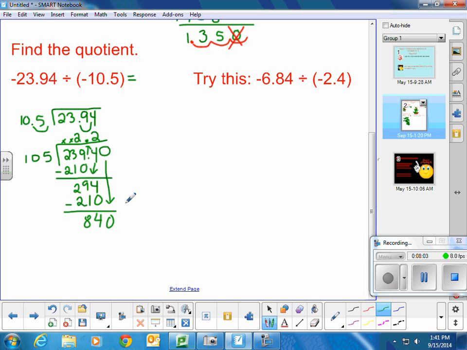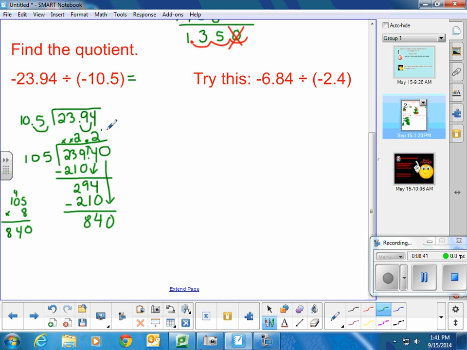Now we have to figure out how many times 105 goes into 840. I'm pretty sure it's probably going to be 8 times, but if I'm not sure, I can always just check the multiplication on the side. 105 times 8. 8 times 5 is 40. 8 times 0 is 0 plus the 4 extra. And 8 times 1 is 8. So 840 was correct. It worked out actually perfect.